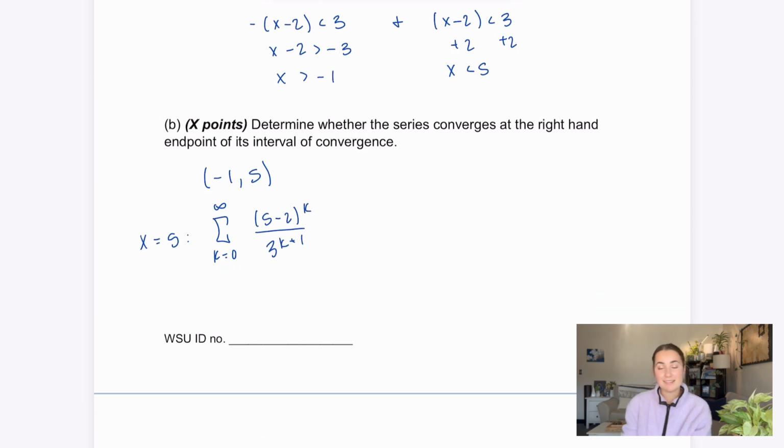Okay, so I plugged in x is equal to 5. We know what 5 minus 2 is equal to. That's equal to 3 to the k. And notice those 3 to the k's are going to cancel out. So we get the summation k equals 0 to infinity of 1 over 3.